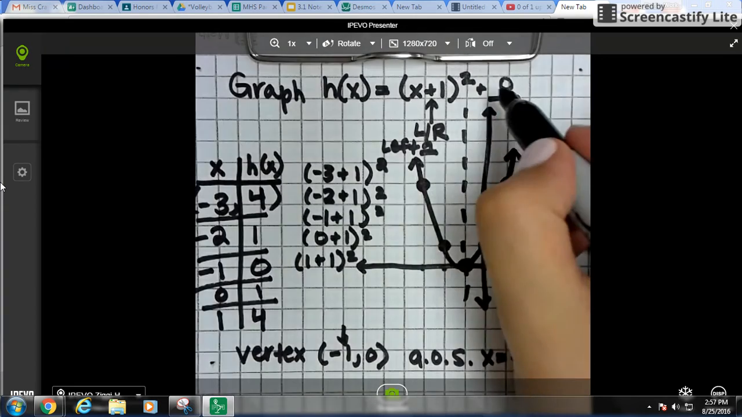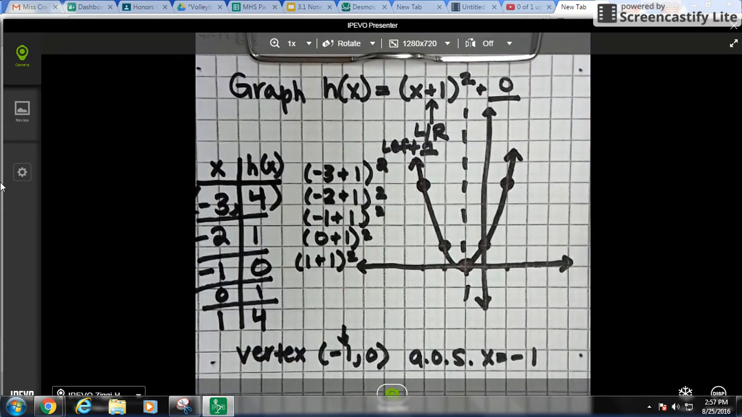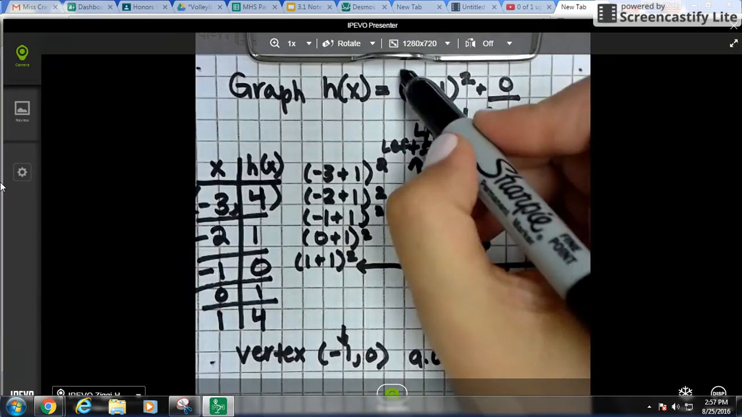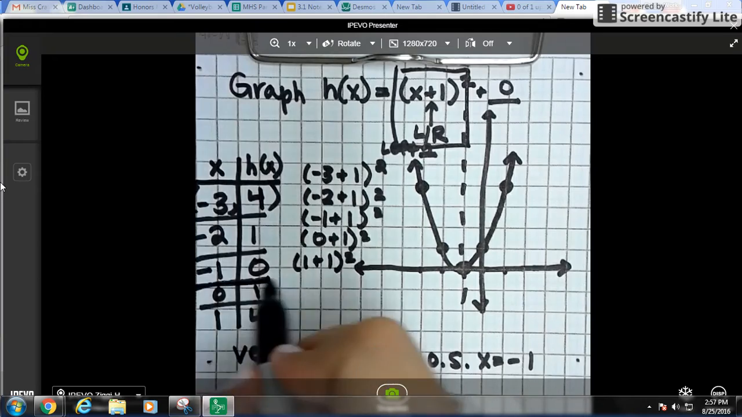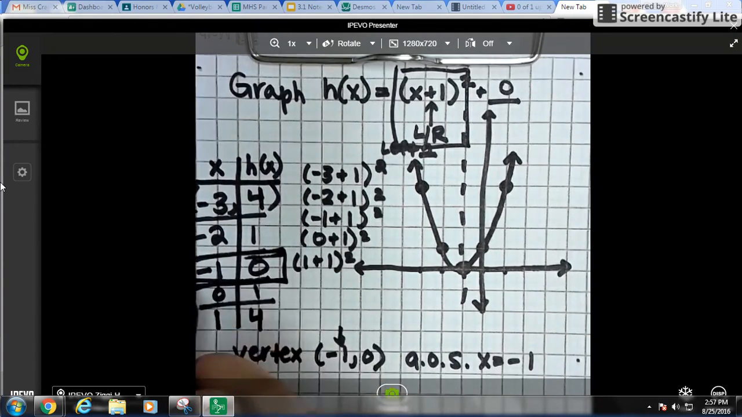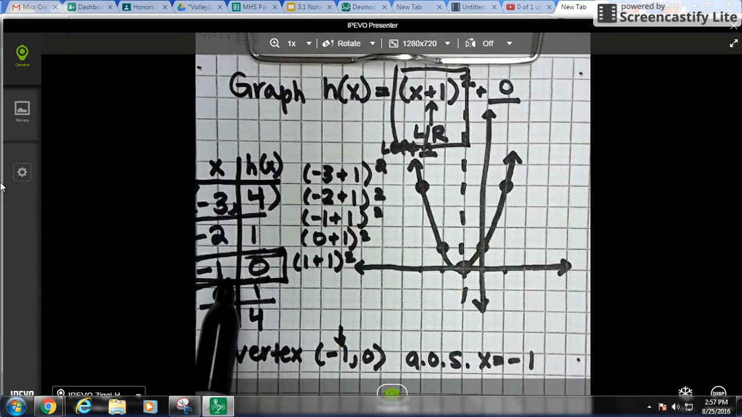So whenever there is an up and down shift, we can still center our graph at 0, but anytime there's this left to right shift, this inside shift, remember you have to make your vertex the middle column of your table. You have to make it the vertex. Don't just always start your table at (0, 0).